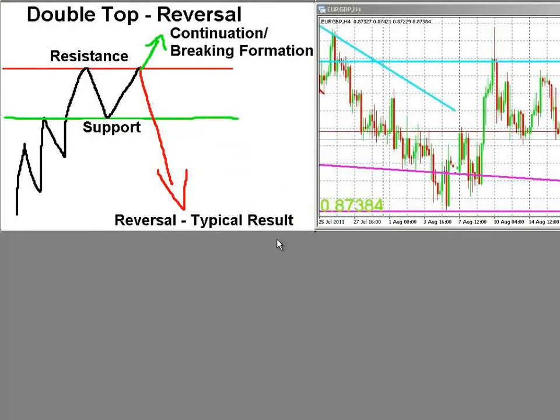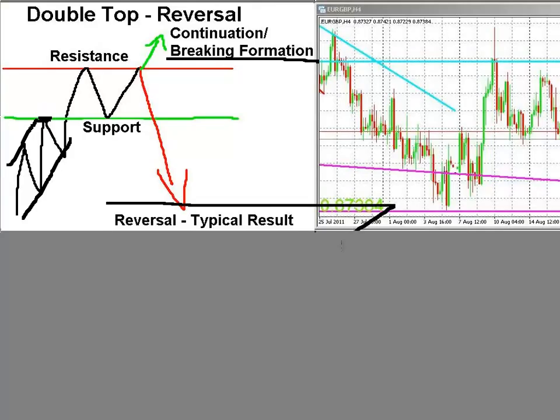Next example, double tops. Double tops usually are used for reversals. You have, say, an uptrend, then it starts to range a little bit, and so this is support based on this high here. Then it goes back up to test resistance. It can either A, break resistance, hence breaking formation and continuing up, or it can bounce back down and break support, and then it's a reversal, which is your typical result. So this is the Euro Pound July to August 4-hour chart.